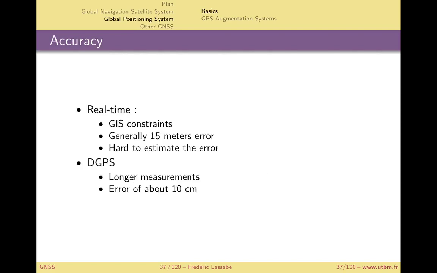So in real-time GIS constraints, you generally have 15 meters errors, but it's hard to estimate because your navigation system and software will usually use the road network to fix a part of the errors to put you back on the road, for instance. And it can be improved with differential GPS with longer measurements, with an error which can reach about 10 centimeters for static measurements.